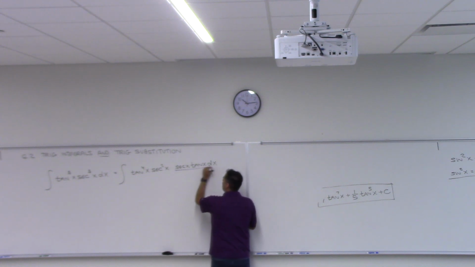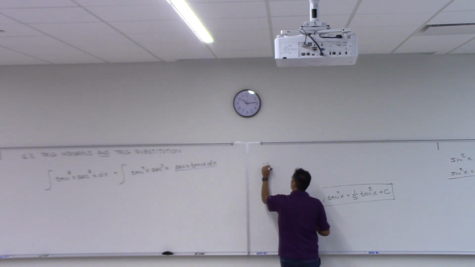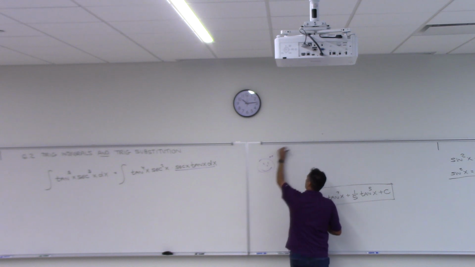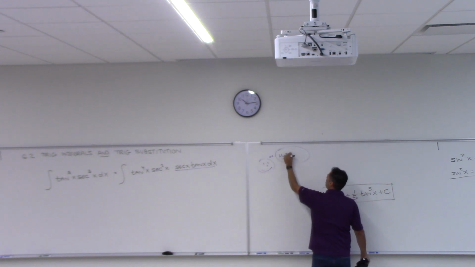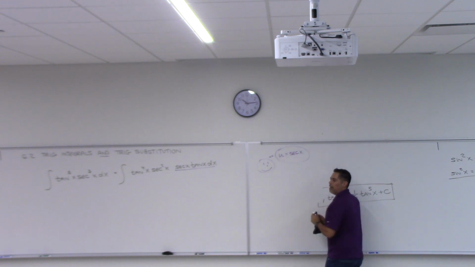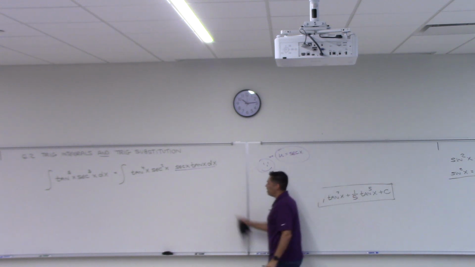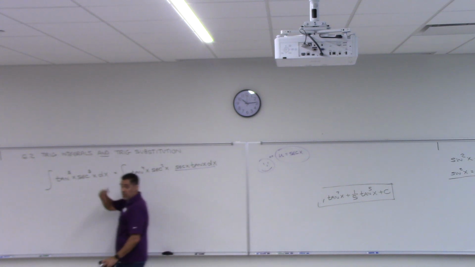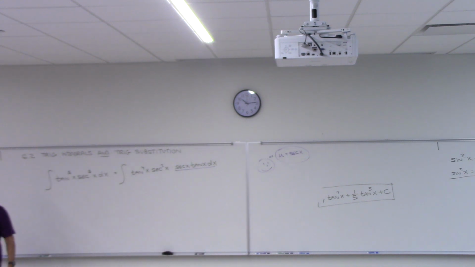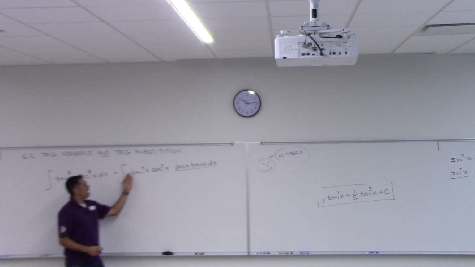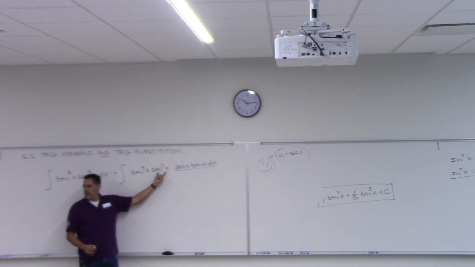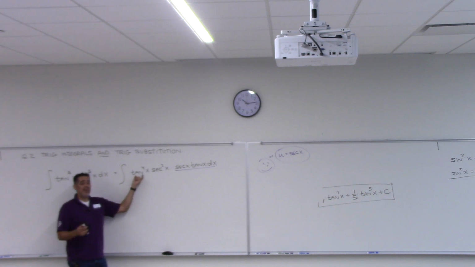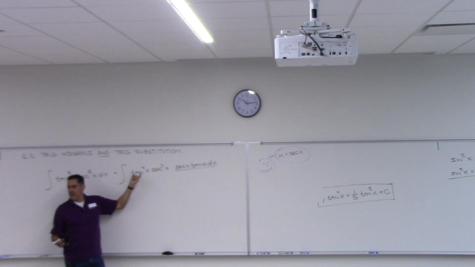So I peeled that off, and I'm thinking to myself that u must be what then? Secant x, right? If I'm going to peel off a secant x, tangent x, then that means my u needs to be secant x. And so the question becomes, can you rewrite everything here in terms of secant? Well, that's already in terms of secant, right? Tangent to the fourth, can you get that in terms of secant? Well, you can use Pythagorean now, right? Because this is an even power.